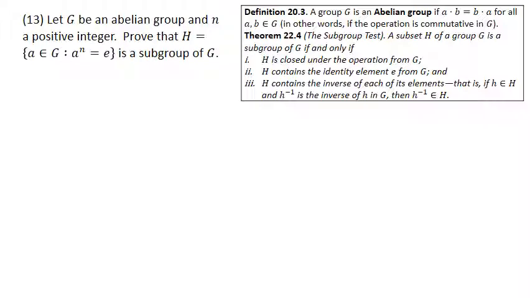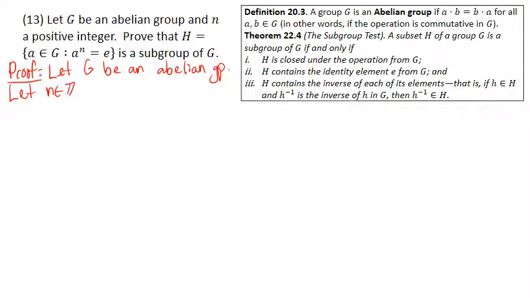Okay, so let's look at number 13. Let G be an abelian group and N a positive integer. Prove that this set here, H equals elements A in G such that A to the N equals E, is a subgroup of G. Okay, let's give this a try. So, I'll just copy my let statements. Let G be, that doesn't even look like a G, I'm sorry. Let G be an abelian group. Let N be a positive integer.